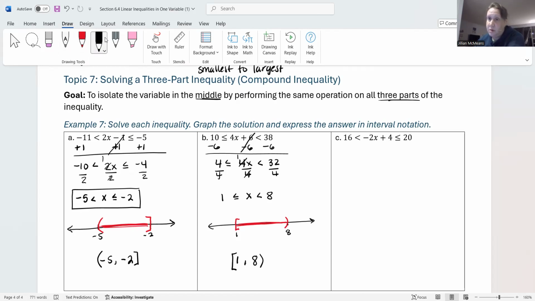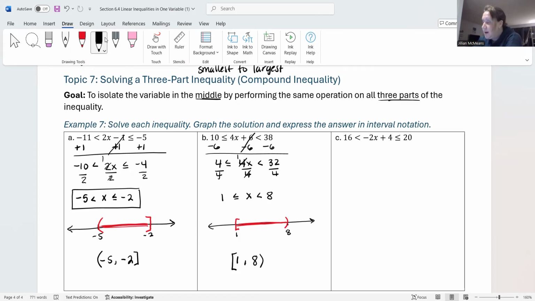Again, if you change your program of study and end up taking higher level math, you may see more with this. And it's more like solving other types of equations and then getting these as potential solutions. Okay. Now for part C, we have 16 is less than -2x plus 4, which is less than or equal to 20. So same thing, we want to isolate the x in the center.